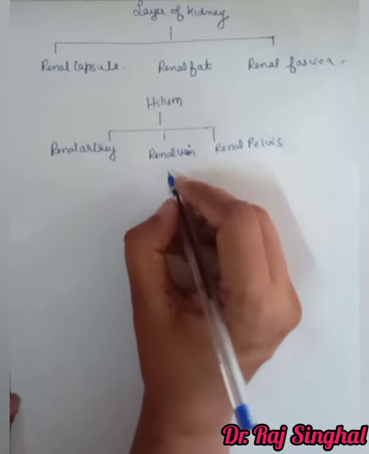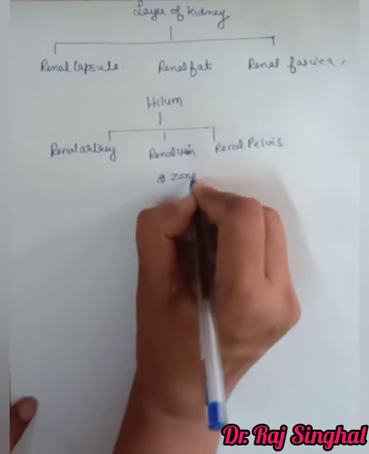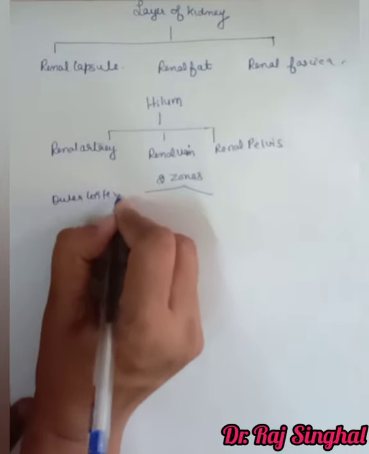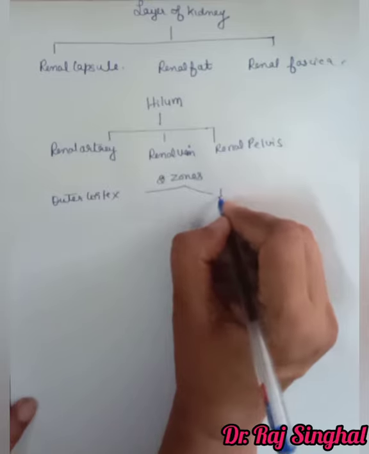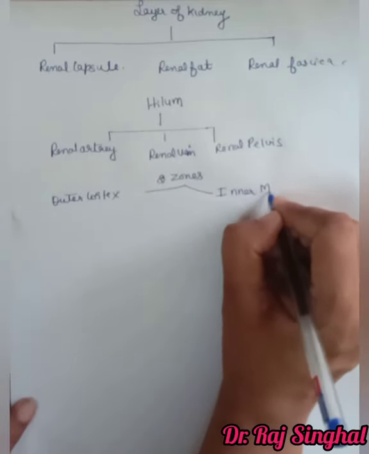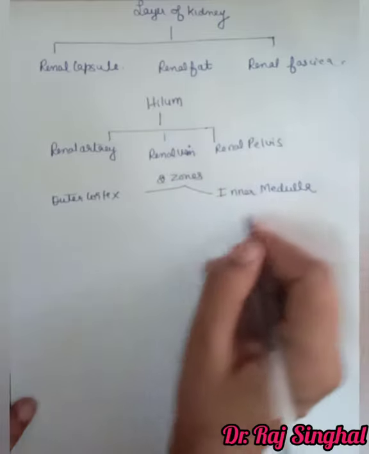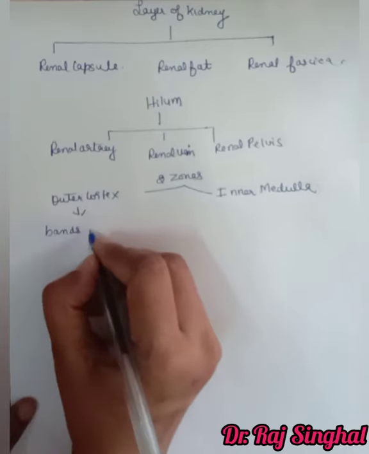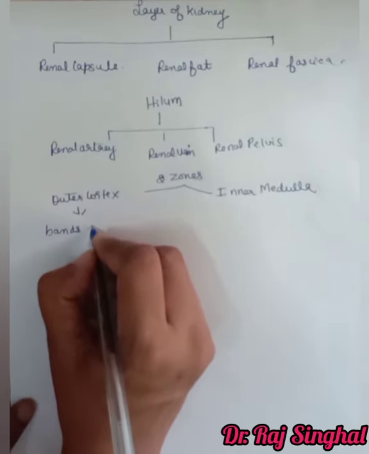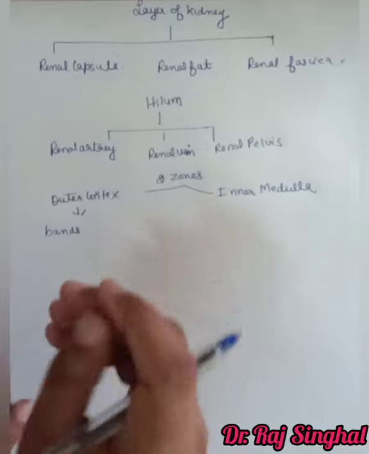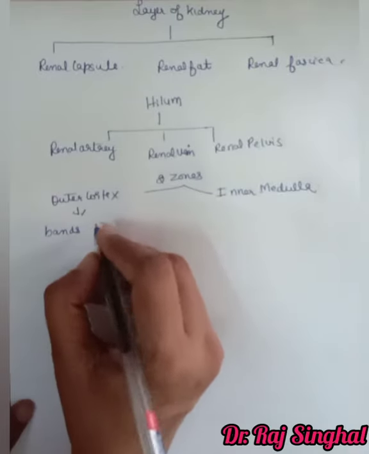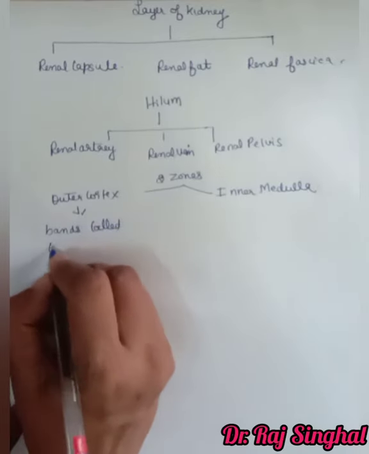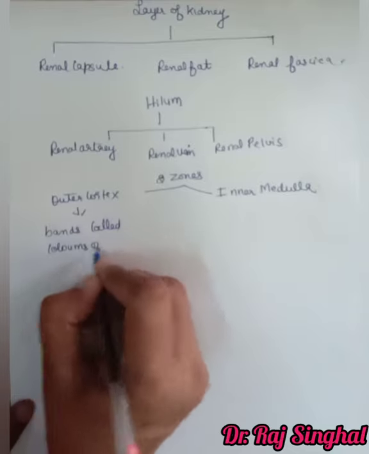Internally, if we study the section of the kidney, we find two zones, the outer cortex and the inner medulla. The cortex contains bands which penetrate in between the renal pyramids and which are known as columns of Bertin.